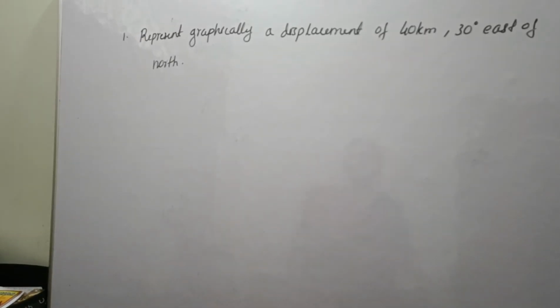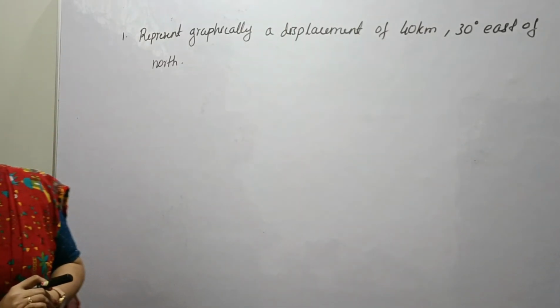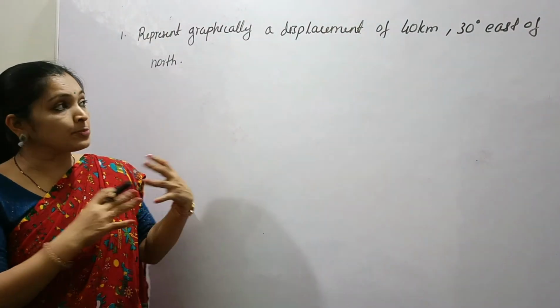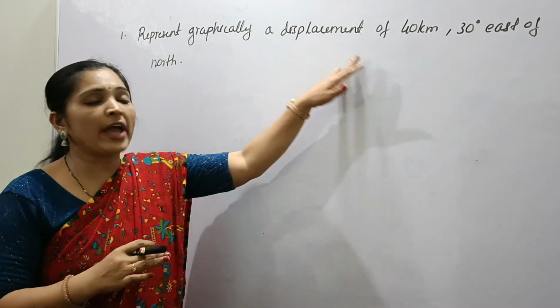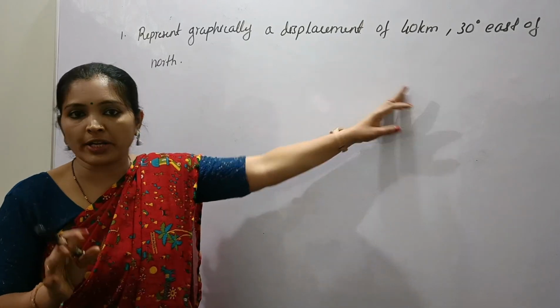Now let's go through exercise 10.1. First question: represent graphically a displacement of 40 km 30 degree east of north. It is given the quantity displacement, represented as magnitude with direction, right? That is a vector quantity.